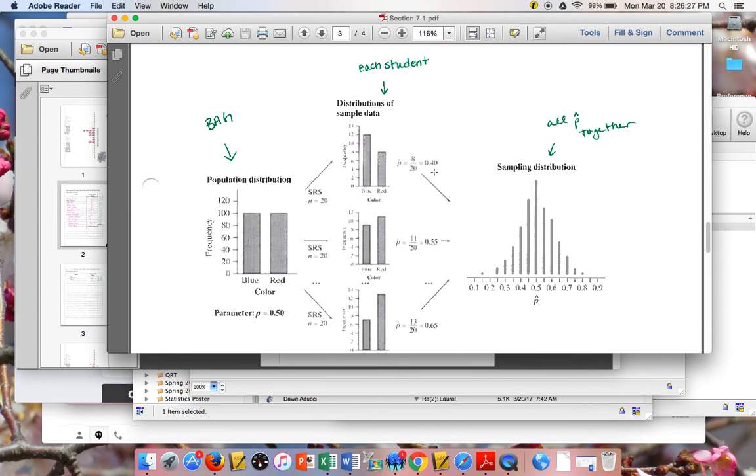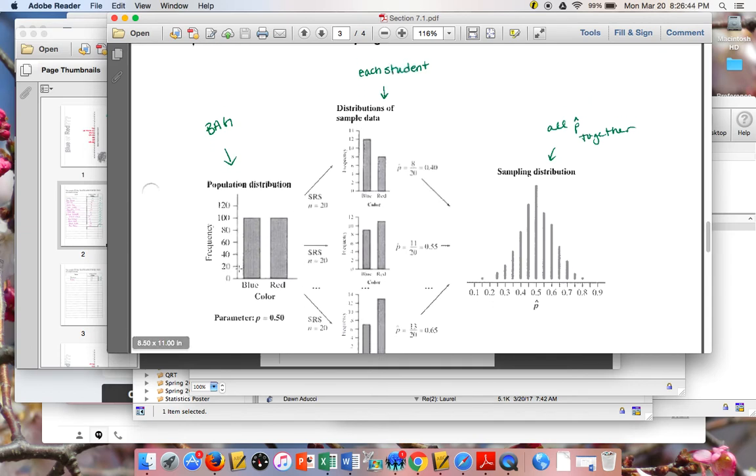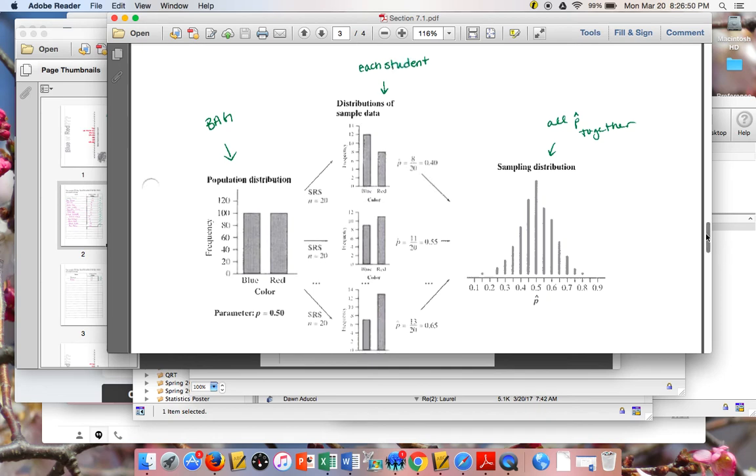Then I took all those p-hats and put them all together. Again, I don't have every single possible sample of size 20. I only had about 13 or 14. But if I could put them all together, I could create that sampling distribution. So there's three different distributions here: the population, each student's sample, and then one big sampling distribution.